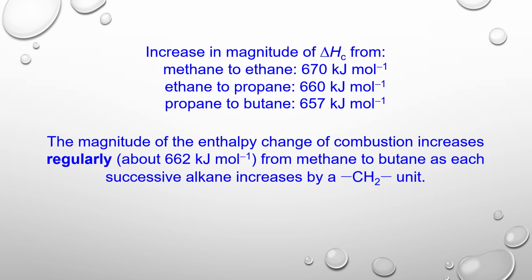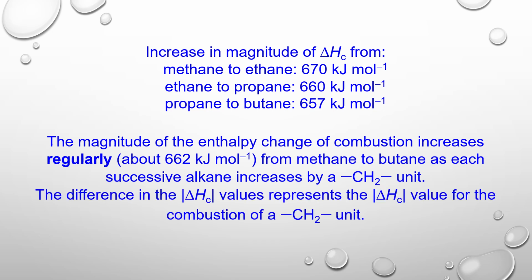The reason for it is because as it goes down the group from methane to butane, you notice that each successive alkane increases by a CH2 unit. So the difference in enthalpy change values is due to the combustion of additional CH2 units in each of them.